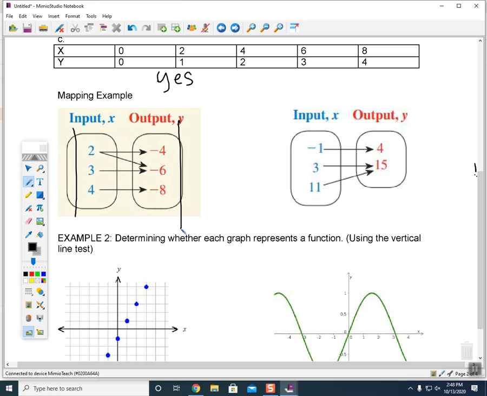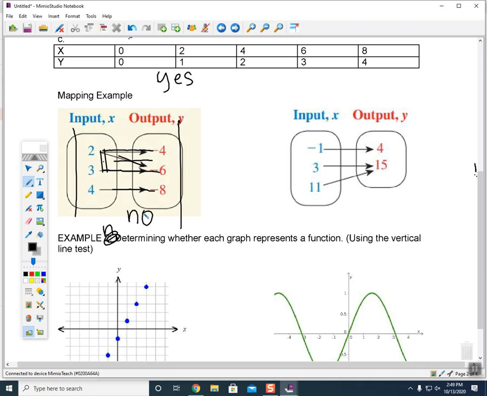So my 2 here is going both to -4 and -6. 3 just goes to -6, 4 just goes to -8. So 2 is going to -4 and -6. So this input has 2 outputs. So this is not a function. No, not a function.